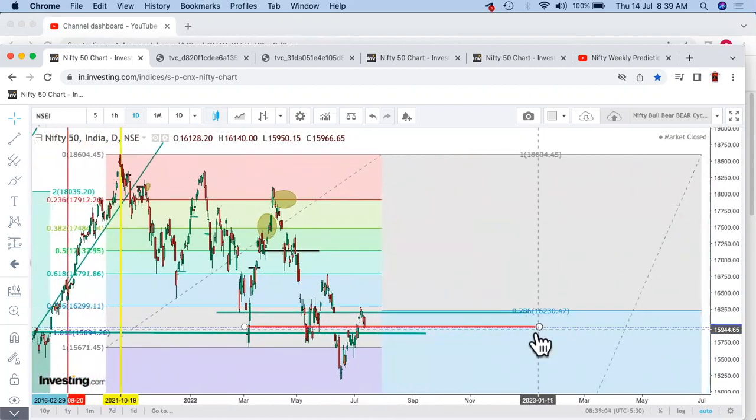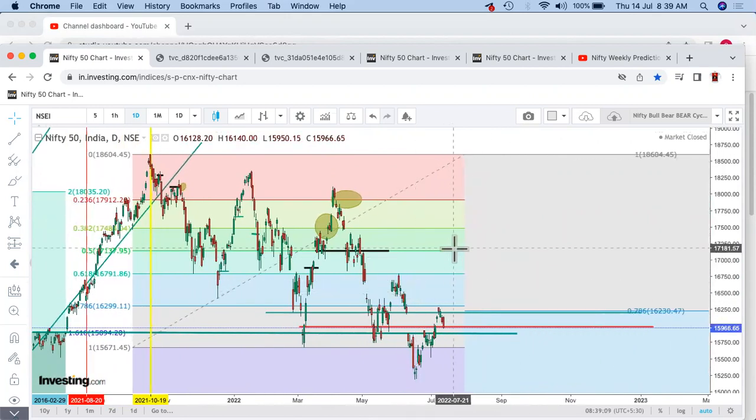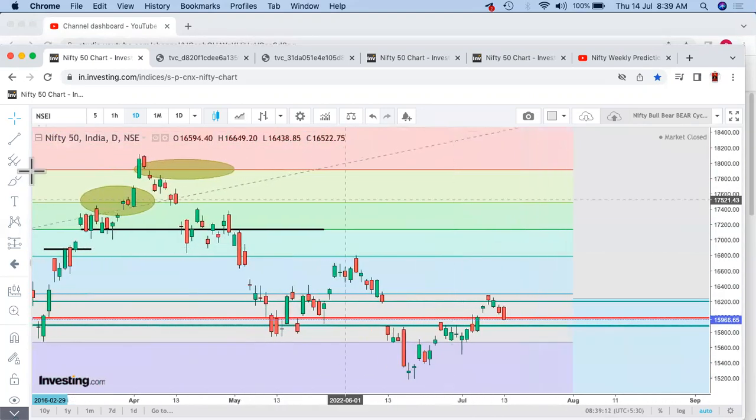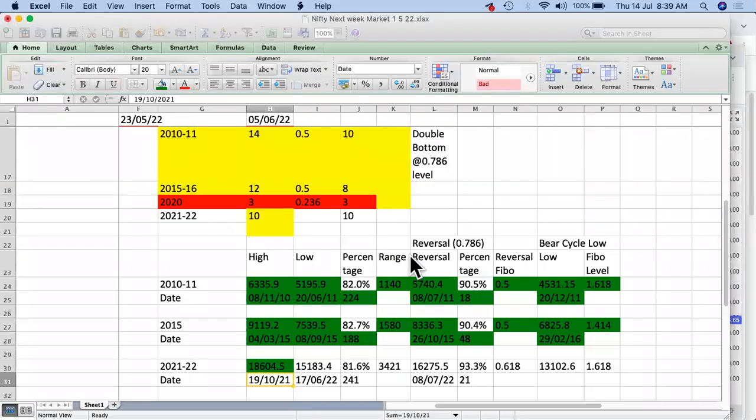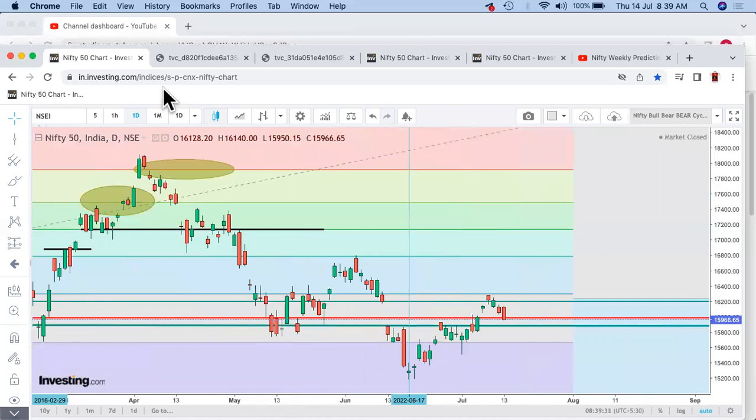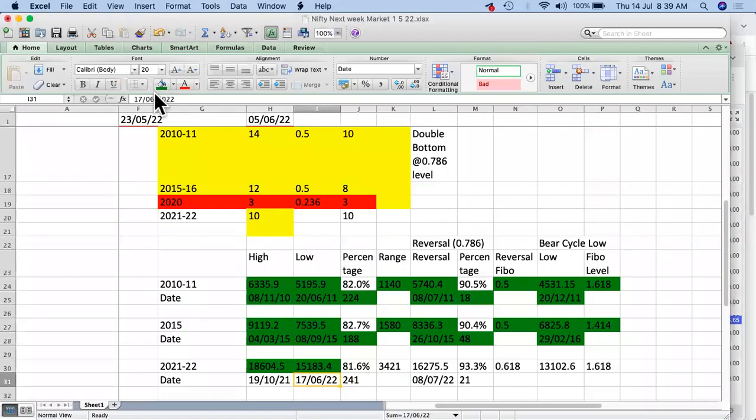we are considering the entire range and the level which has been coming down to 0.76, right? So this was the low level after this. The low was 15,183.4. So it is 15,183.4 marked in green, and the date was 17th of June 2022, right? And the days that we got is 241 days, right?